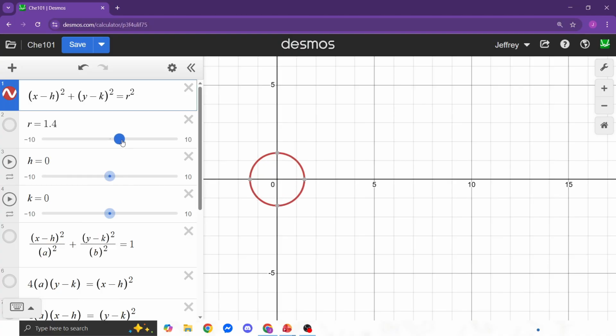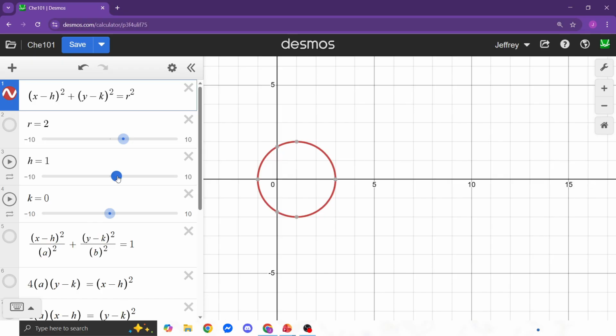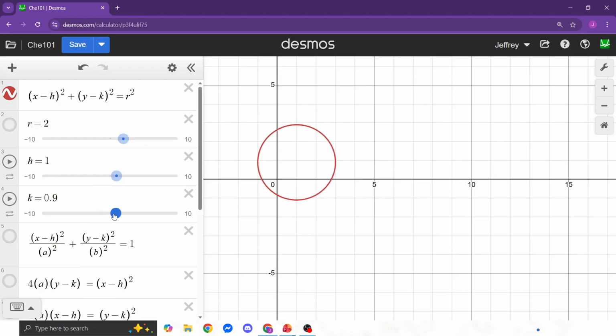If we move the r, the circle gets bigger. So now it will be at 2, negative 2, 0, 2, 0 here. So it looks like the radius is 2. Now, if we want to move where the center is, we just change things around. Now the h is at 1, so the center is at (1, 0). If we change the k, it also moves up and down.